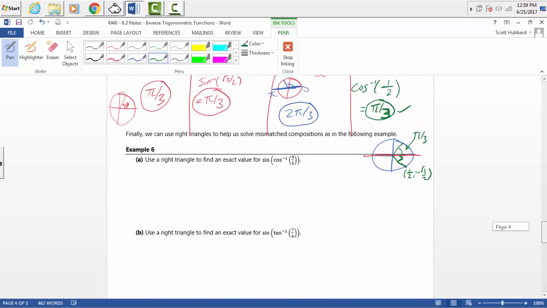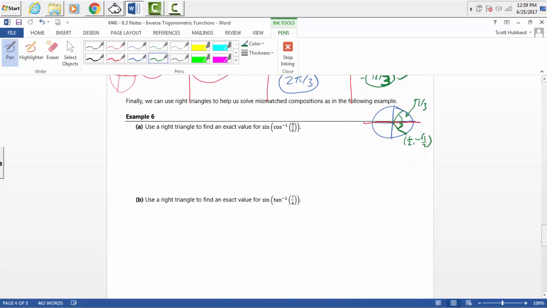All right. The last little thing we want to do is use right triangles to help us solve. This is a non-standard one, 4 over 5. It's not on the unit circle. The only values on the unit circle are 0, 1, 1/2, root 3 over 2, and root 2 over 2. So 4 over 5 is not on the unit circle. But I know I can do some stuff to solve this, because let me draw a right triangle here.